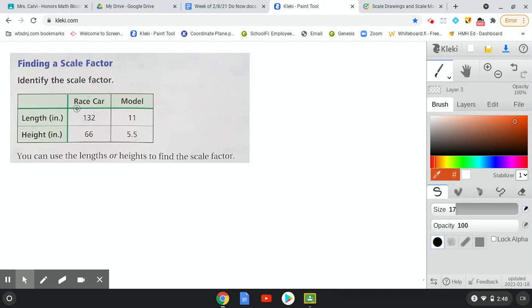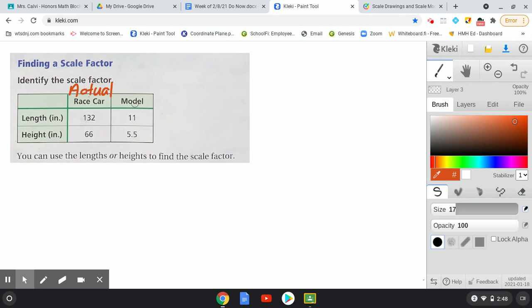So in this example, they're telling us that we have a race car and we have a model of the race car. Now, you will hear me use the word actual a lot because that's what I use when I refer to the actual object. So like the actual car, the actual building. So not a model drawing, not a scale drawing. So here, the race car, this is the actual, and I'm going to write actual above it. This is the measurements of the actual car versus the measurements of the model car.